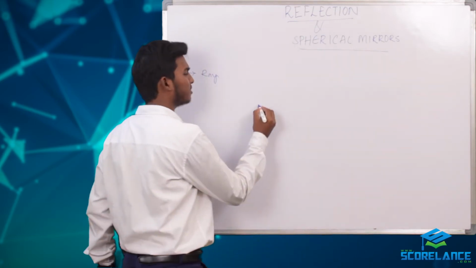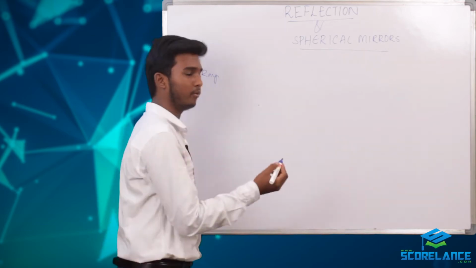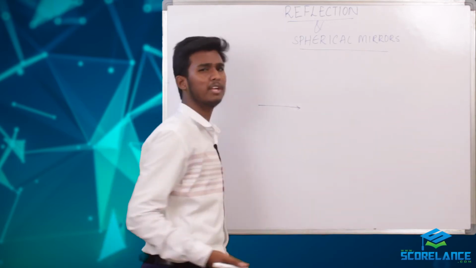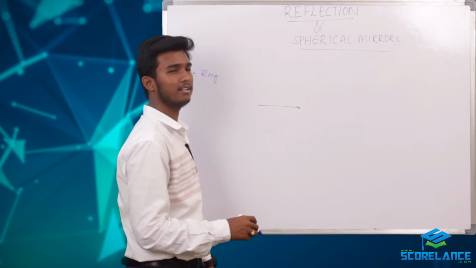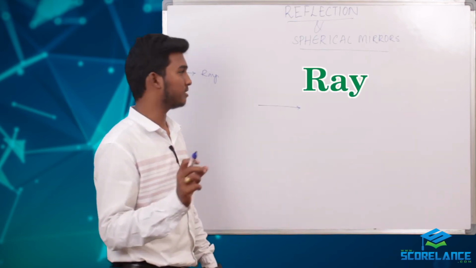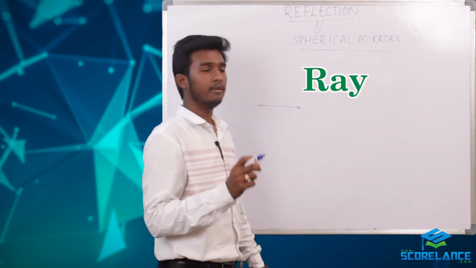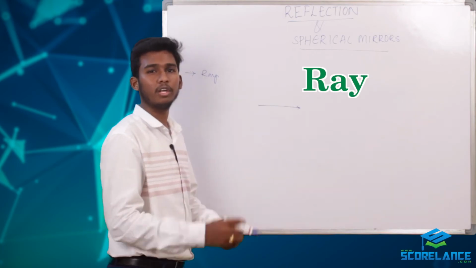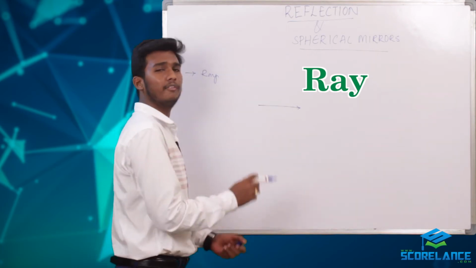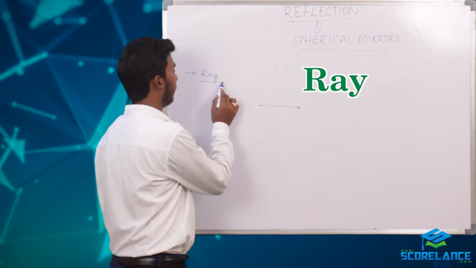Why did I describe light with a ray? Because a ray has only a starting point and we don't know the end point. It goes on continuously. The same thing happens with light, right? So that is the reason I use the term ray, that is incident ray, reflected ray, because we have only the starting point but not the end point. This is the reason I use the word ray.